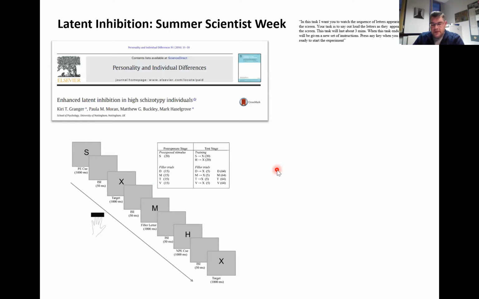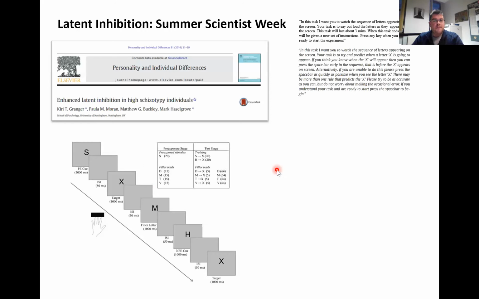Once this stage was complete, participants moved on to a second stage where, again, they would see this succession of stimuli, letters appearing on screen, each one for 1 second separated by a shortened stimulus interval. But now they were given a new task. They were told to watch the sequence of letters appearing on the screen, and what we wanted them to do is to try and predict when a letter X was going to appear.